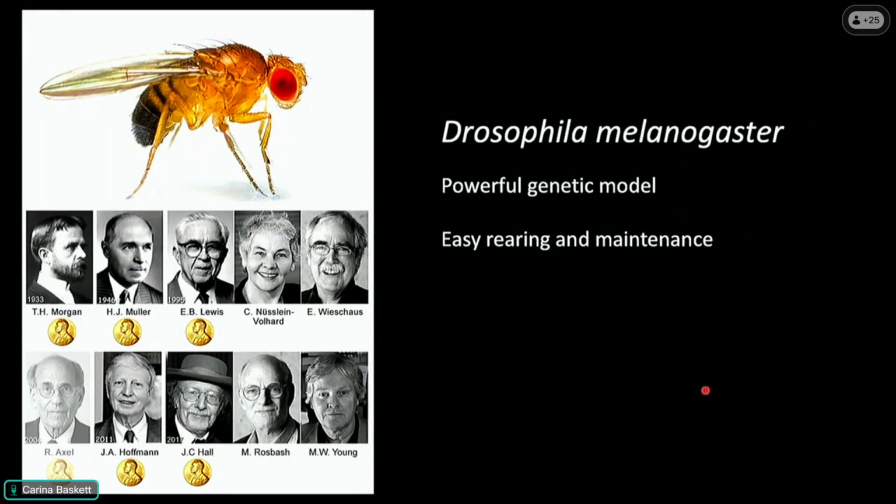And we think this because it's a powerful genetic model. So there's all sorts of genetic tools, transgenes, genome data sets. They're also fairly easy to rear and to maintain in the lab. And what we see from this list over here is that research on Drosophila has contributed to our understanding of the mechanisms of a lot of different important phenotypes and traits, hence being awarded a bunch of Nobel Prizes in the past.